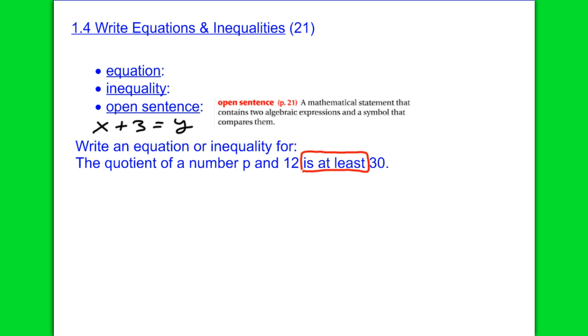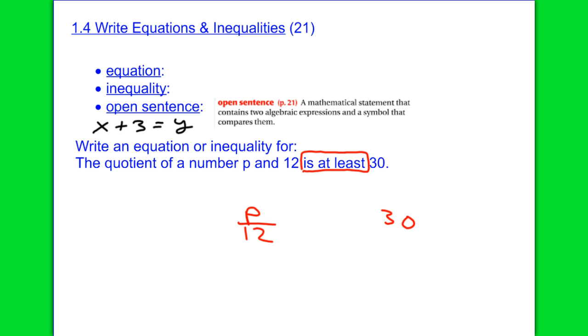And on one side I have the left part of the sentence. On the right side I have just what number? I have 30. So there's 30 over here, and then there's this whole quotient of a number p and 12. How do we write that? The quotient of a number p and 12. Good, exactly as it says. P divided by 12. So the quotient of a number p and 12 is at least.